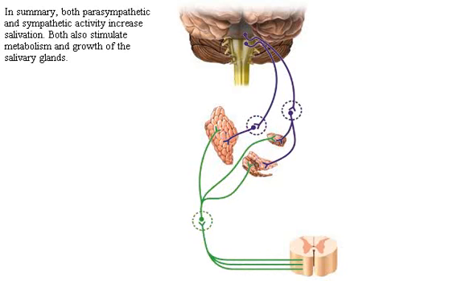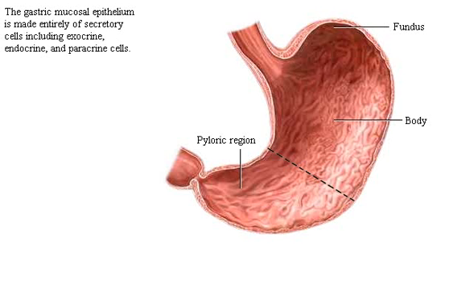The gastric mucosal epithelium is made entirely of secretory cells, including exocrine, endocrine, and paracrine cells. Exocrine cells secrete products into the stomach lumen. These products make up gastric juice, which includes mucus, pepsinogen, the precursor to the enzyme pepsin, hydrochloric acid, and intrinsic factor. Click each component of gastric juice to see where it is secreted. When you have finished, click Continue.